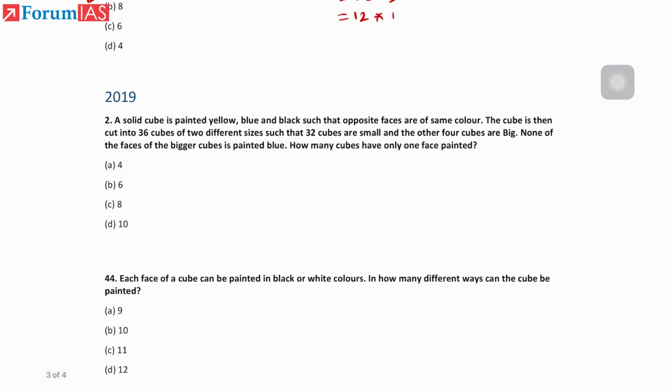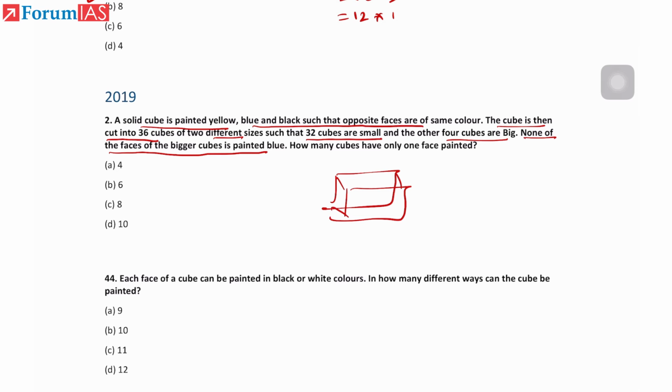Then next, a solid cube is painted yellow, blue and black such that opposite faces are of the same color. The cube is then cut into 36 pieces of different sizes, such that 32 cubes are small and 4 cubes are big. This is a slightly tricky question. None of the faces of the bigger cube is painted blue. So let's say I am making this cube. Now observe, I am making this surface blue, the other surface, and this surface.